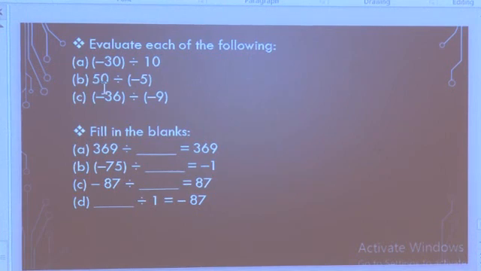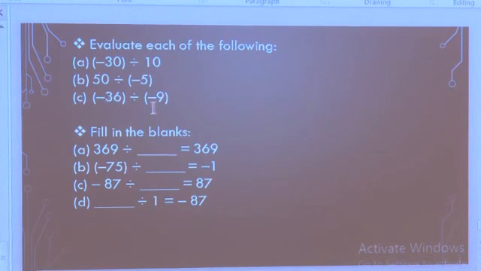Similarly, it is 50 divided by minus 5. Again here I have written division by minus 5, where I have a simple whole number and a negative integer. So 5 tens are 50, so it is 10 here, and your answer will be minus 10.